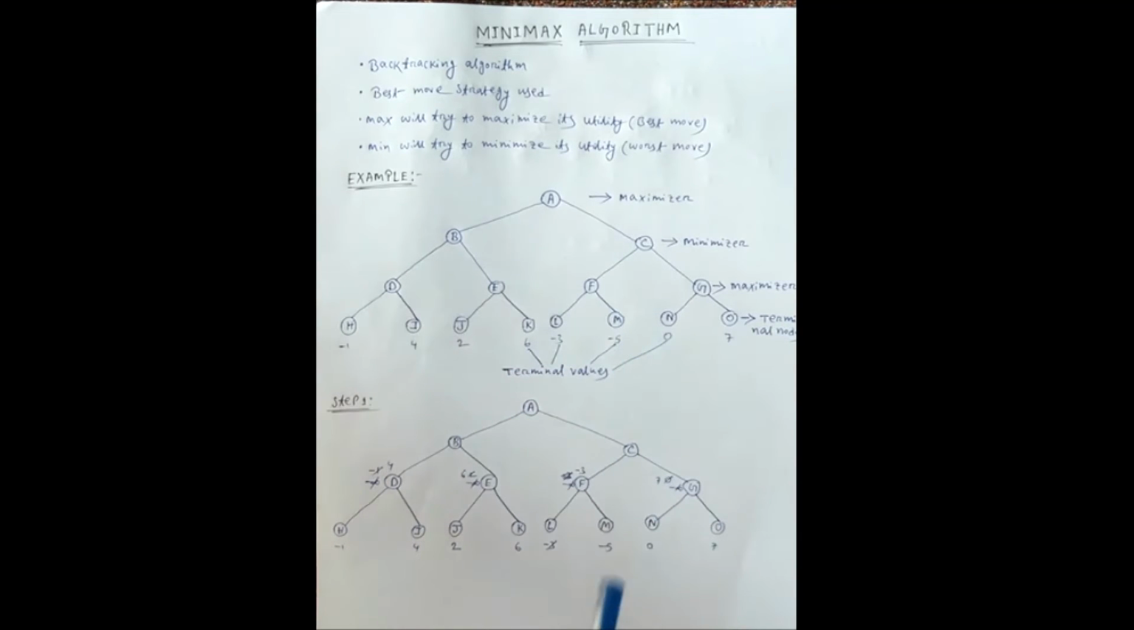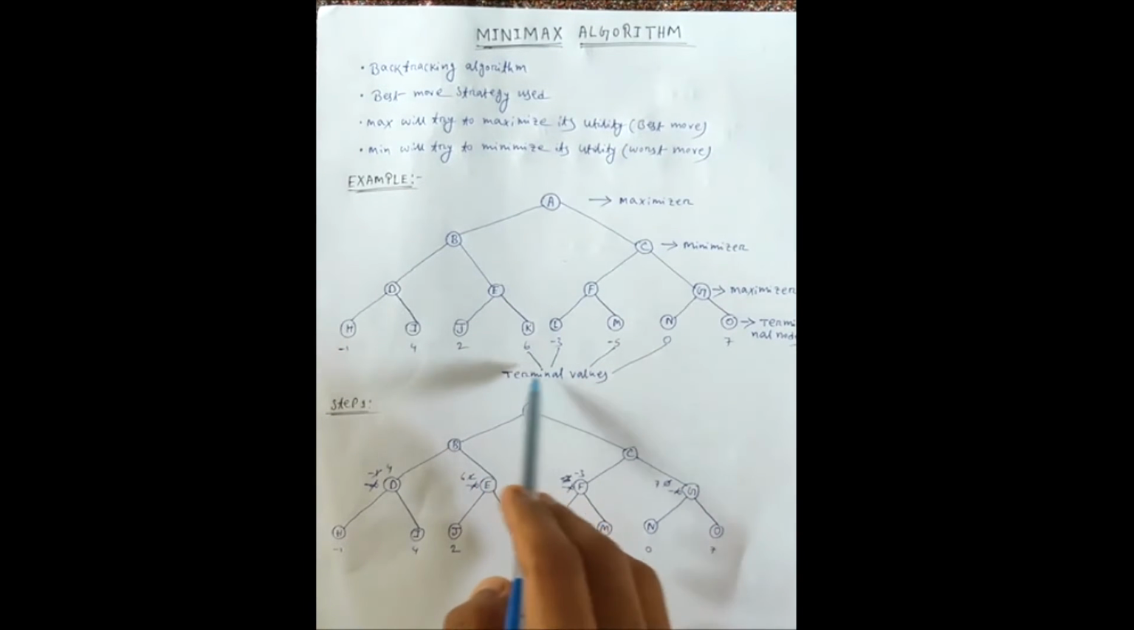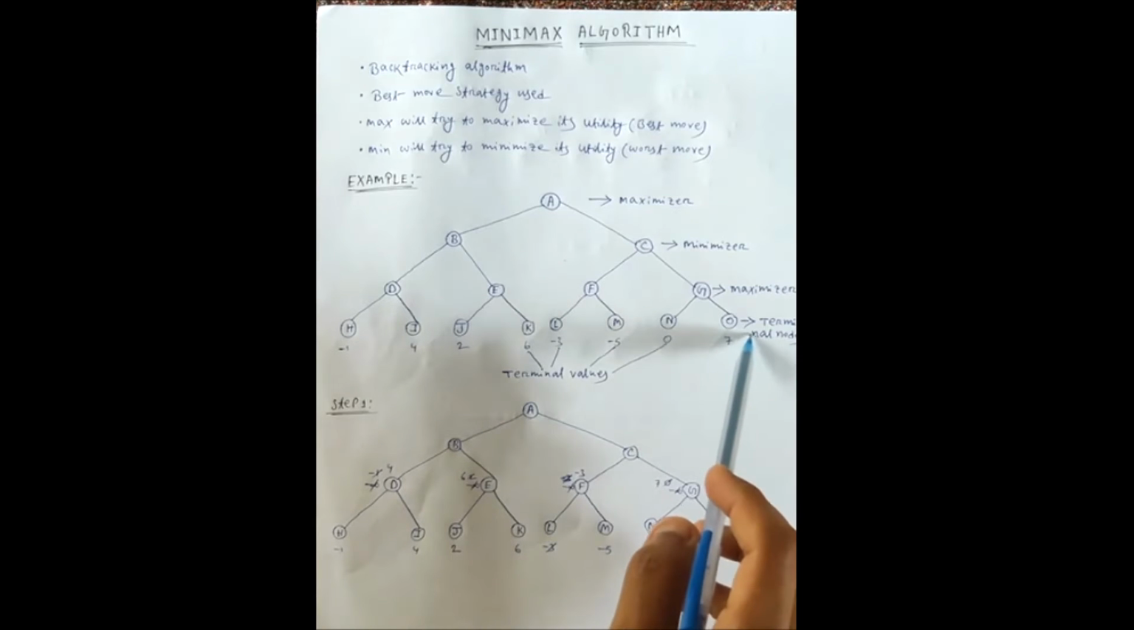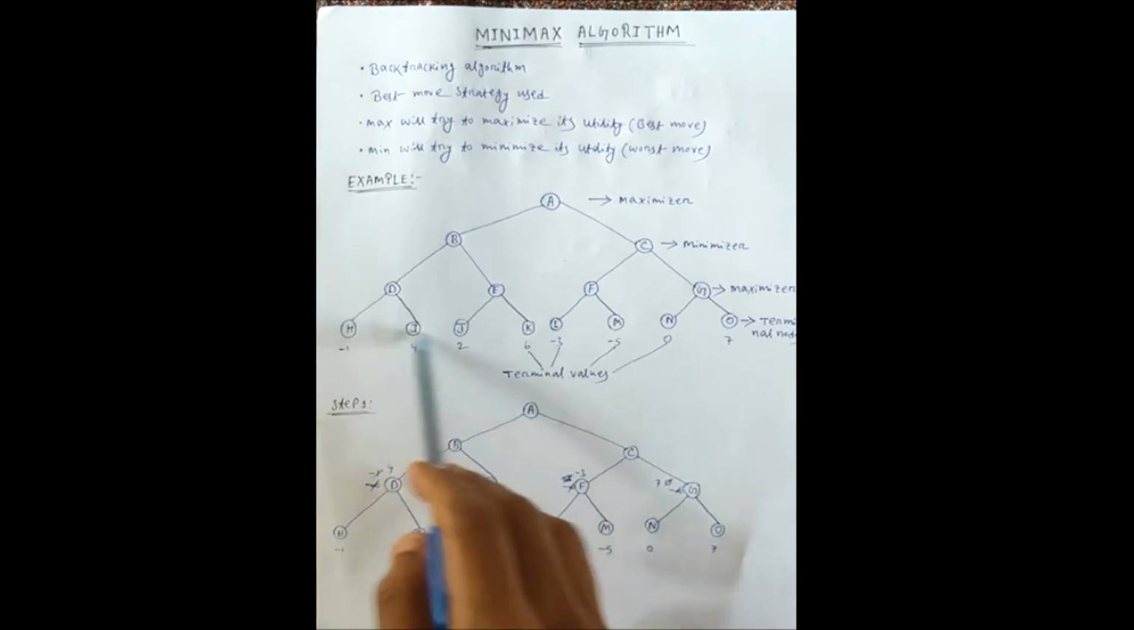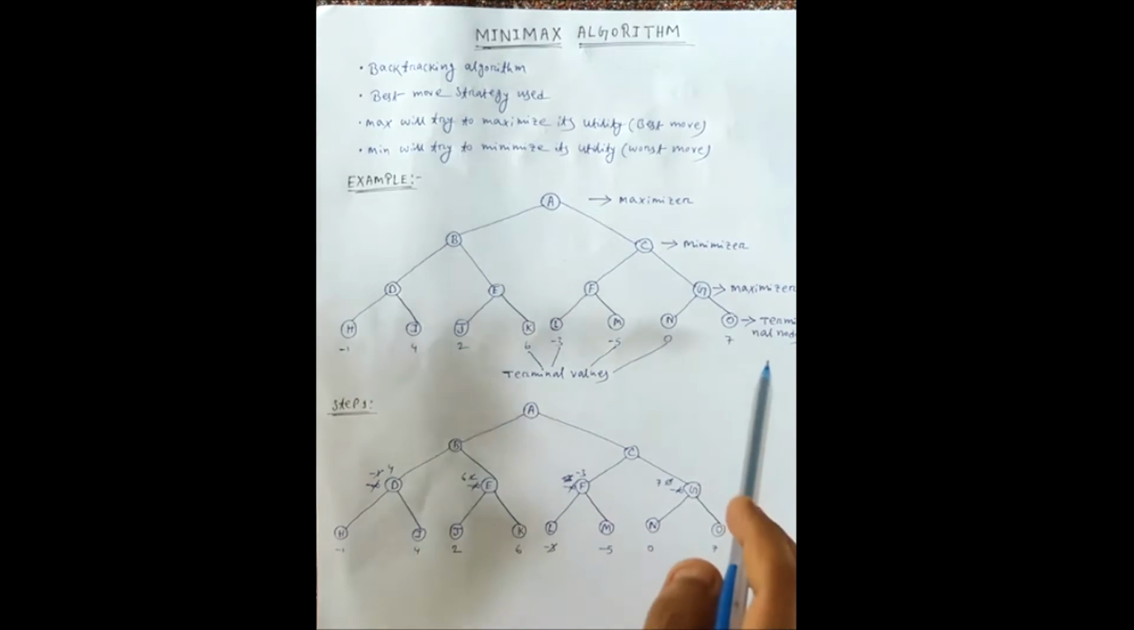Here is an example. Here these are the terminal nodes and these are the terminal values assigned to those terminal nodes. Here in step 1 we will set minus infinity in the maximizer and compare it with the terminal values, and we will assign the maximum value between them.